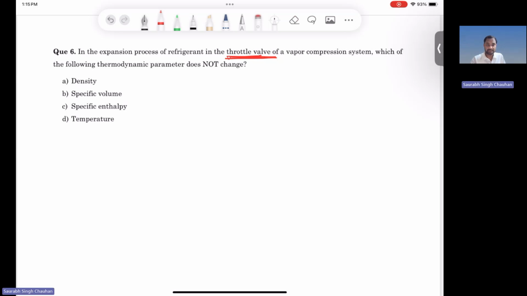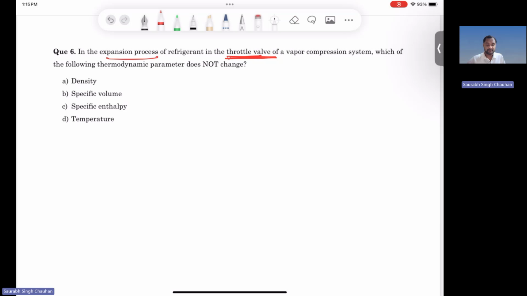So again, you can answer this question by just your basic knowledge, common sense. So it is saying expansion process. So during the expansion process, density should reduce, right? Because you have a certain amount of matter and you expand that matter, then what will happen? Density will decrease, right? So density will reduce. So it is not constant, it is changing.